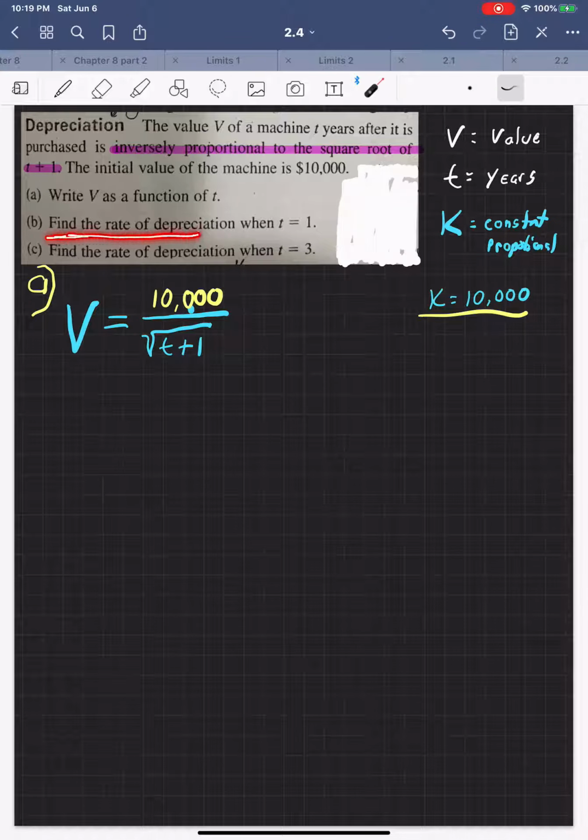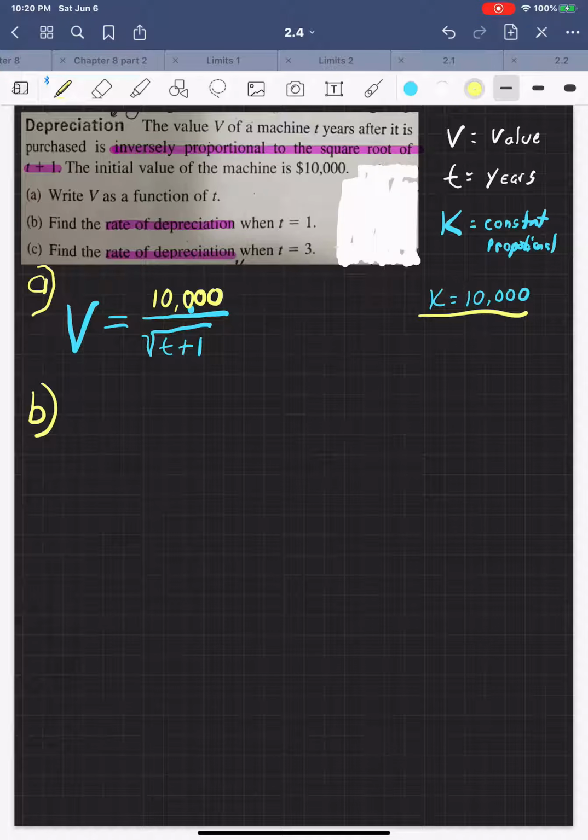It says find the rate of depreciation 1 year after purchase and the rate of depreciation 3 years after purchase. Based on what I said, I would predict that the rate after 1 year should be a lot higher than after 3 years. That would make sense to me, but let's go ahead and finish this. So rate of something, rate of change, rate of depreciation, you should be thinking derivative. So for part B and part C, I need V prime to do that.